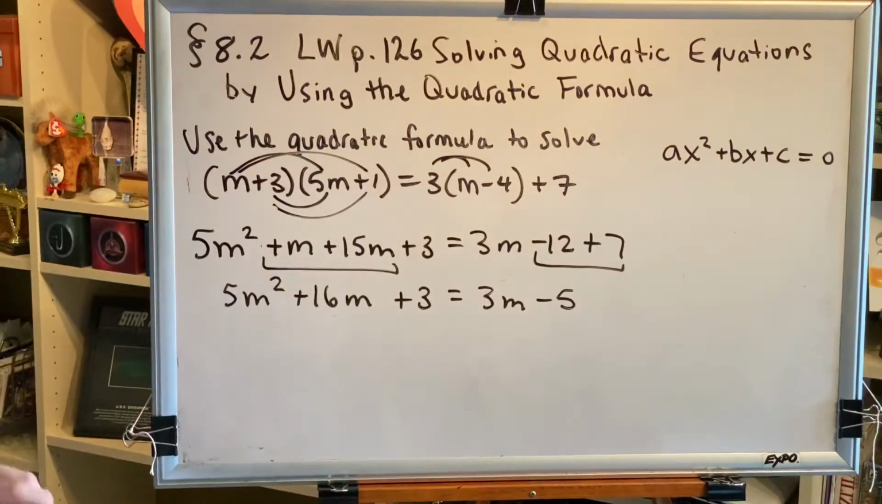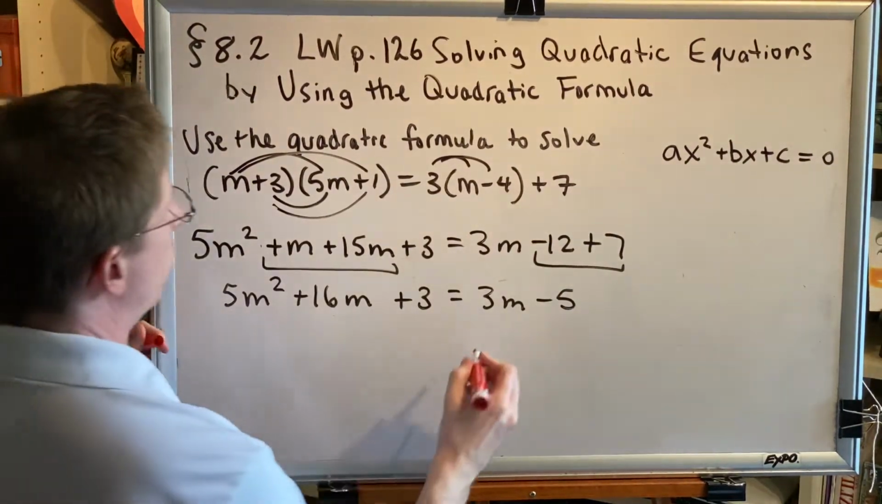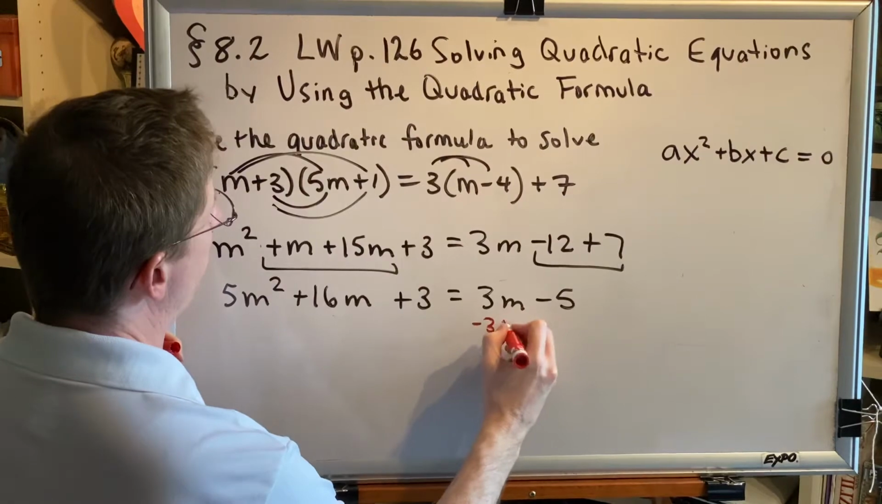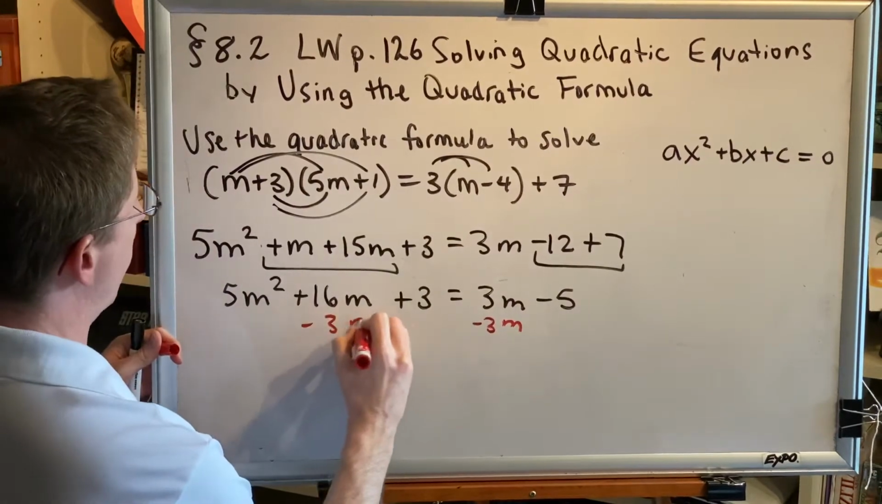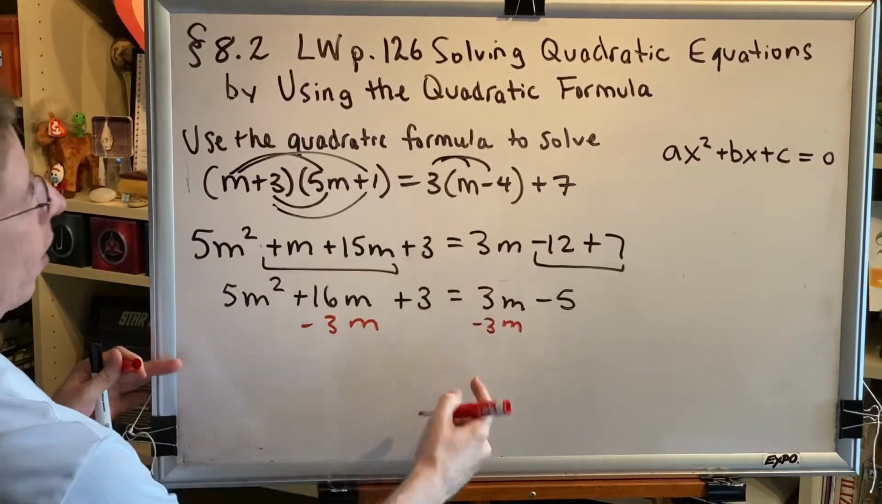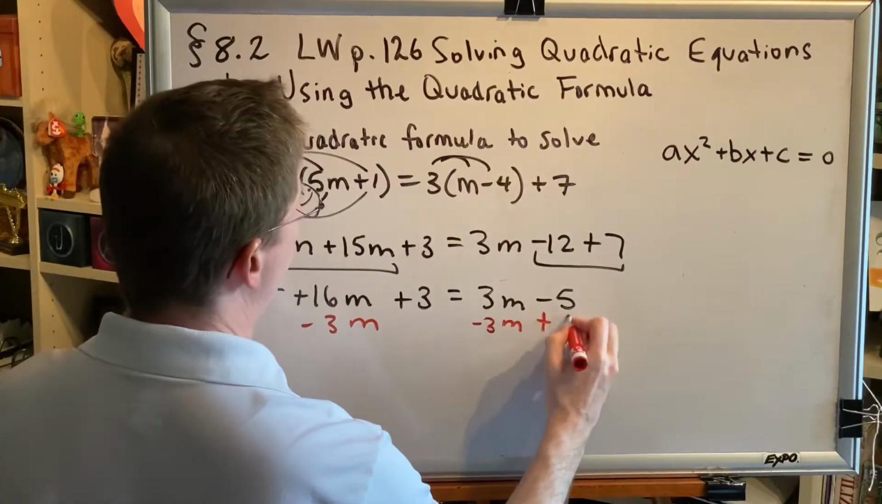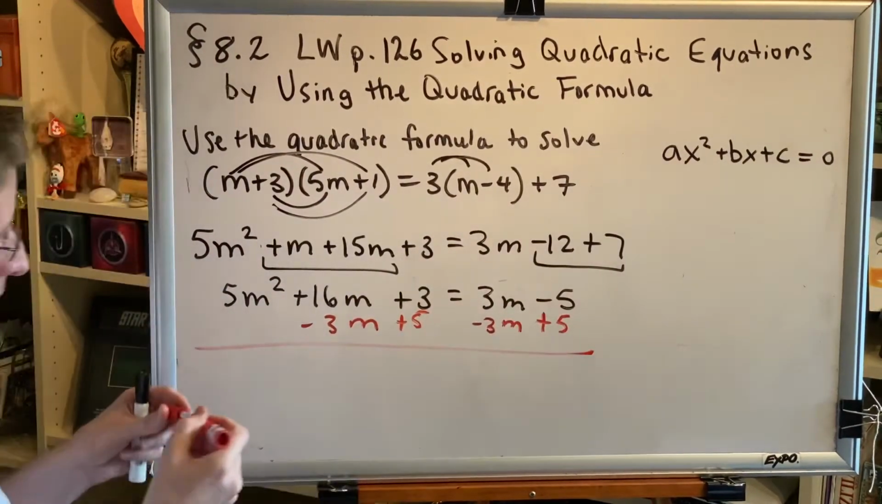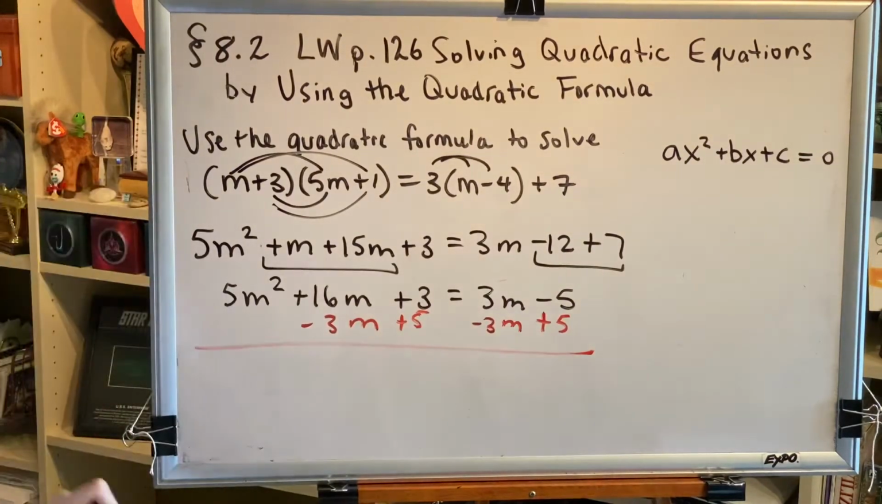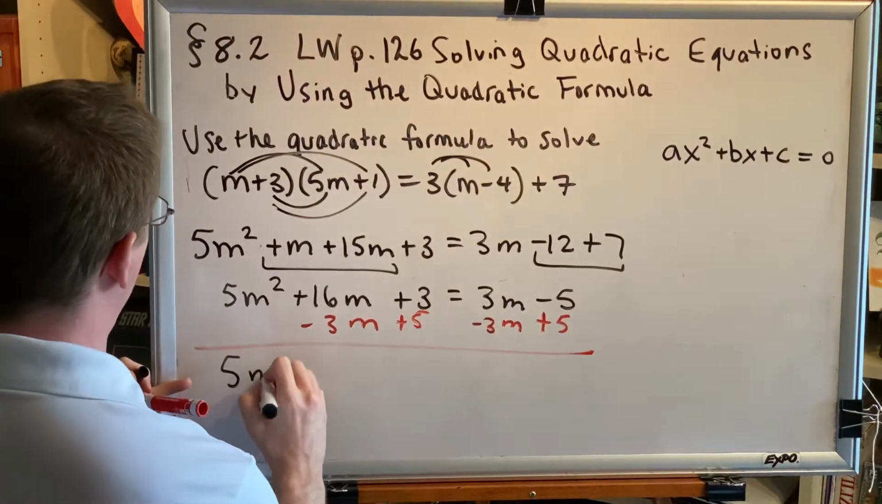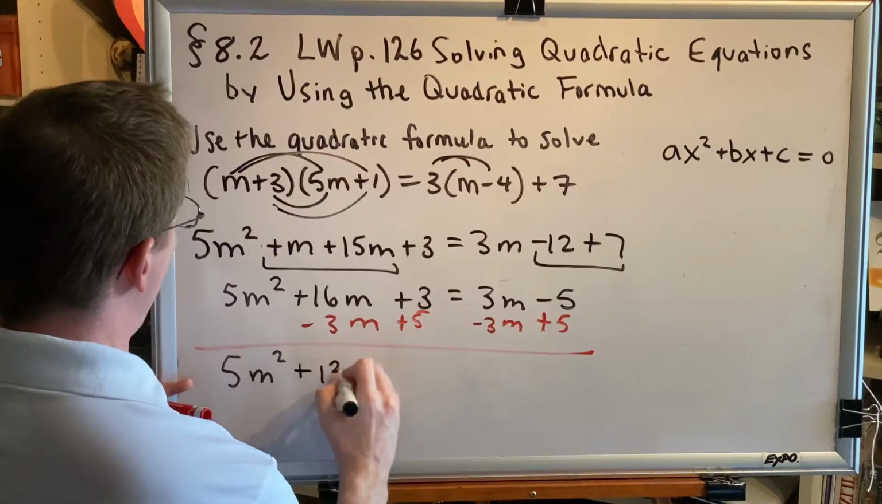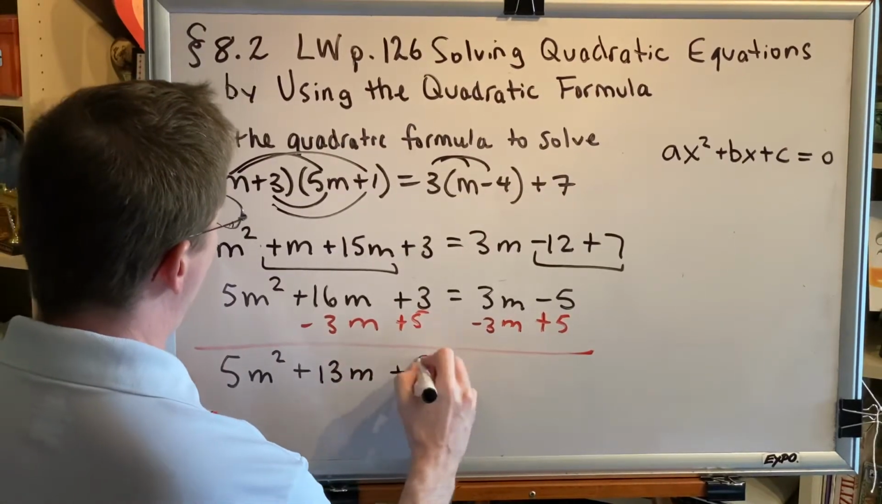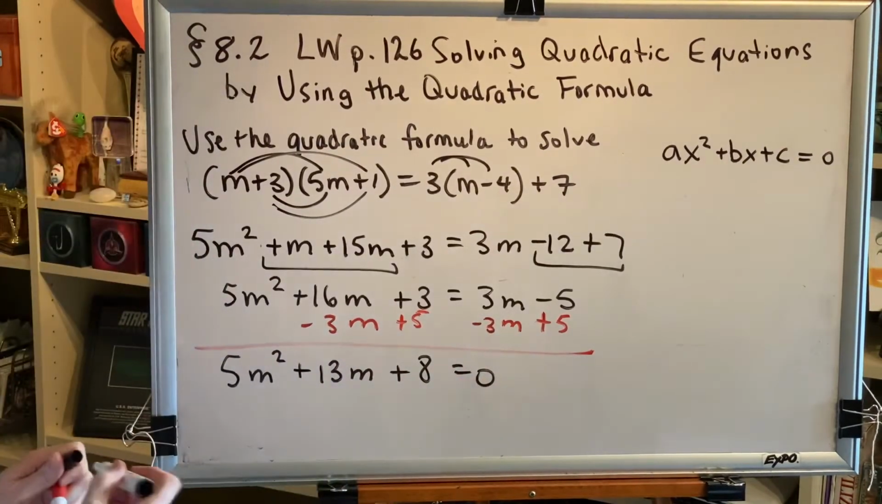Now we've got to get the equal 0. We use our opposites to achieve that. This is a positive 3m, so if we subtract 3m on both sides, that'll create a 0 here. This is a subtract 5, so if we add 5 on both sides, that'll create a 0 here. So now we have 5m squared plus 13m plus 8 equals 0.